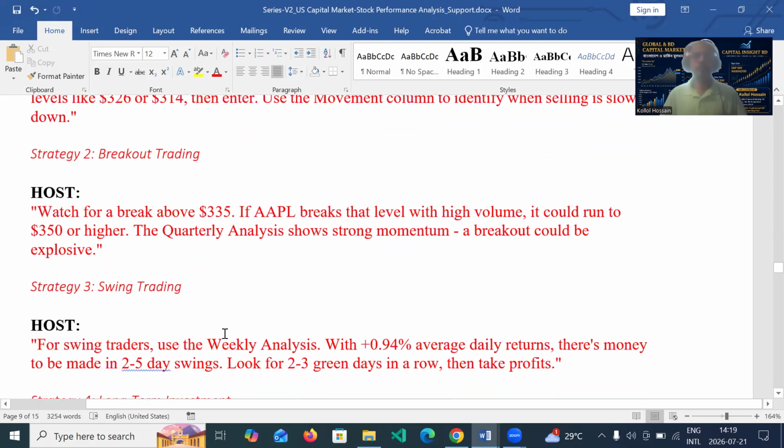Strategy 2, breakout trading. Watch for a break above 335. If Apple breaks that level with high volume, it could run to 350 or higher. The quarterly analysis shows strong momentum. A breakout could be explosive.